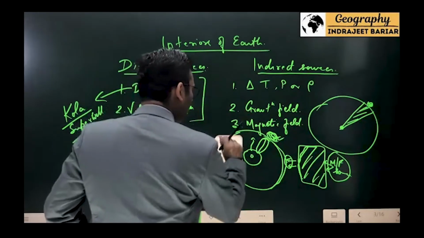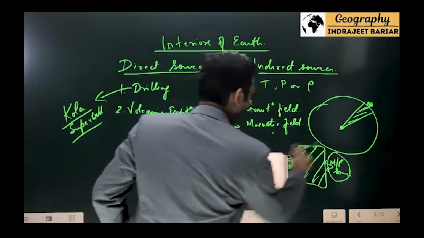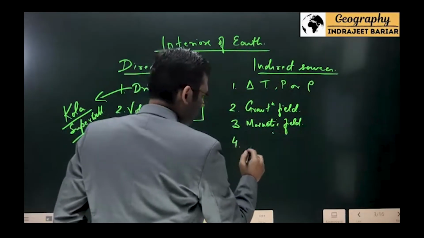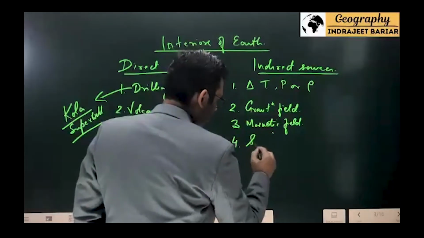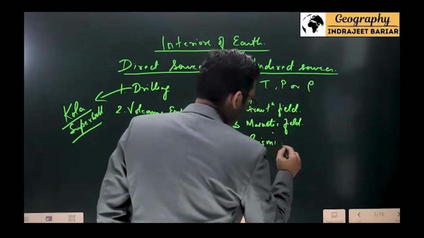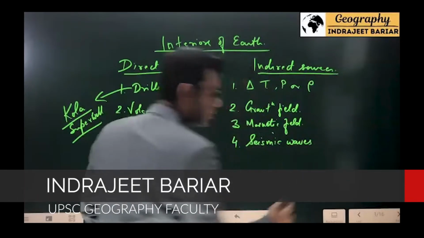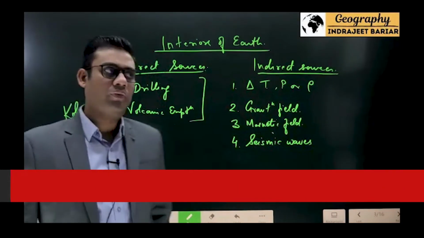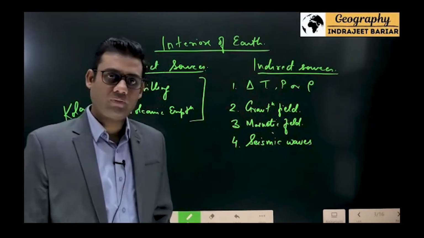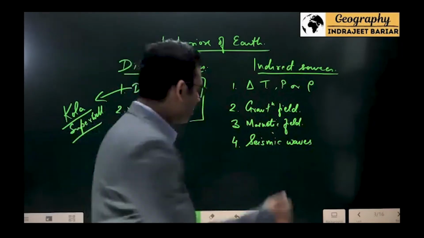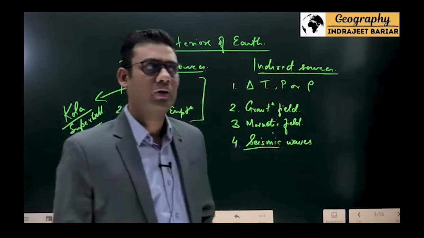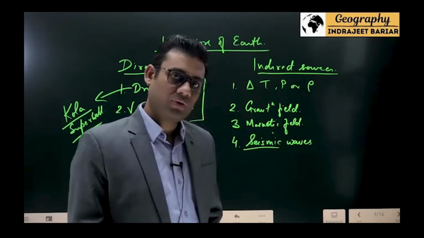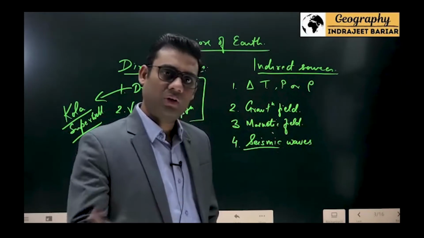So the study of variations of magnetic field at different places can also be an indirect source. But the most important and most reliable indirect source that geologists use is the study of seismic waves. So what are seismic waves? The waves related to earthquakes, the energy released from earthquakes. Seismicity is the word that we use for earthquakes. So by studying earthquake waves, we would be able to study the interiors of the Earth.